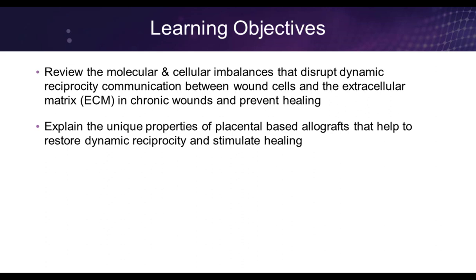The major learning objectives for the presentation today include reviewing very briefly the molecular and cellular imbalances that disrupt the process called dynamic reciprocity communication, which occurs between wound cells and the extracellular matrix in chronic wounds. And the disruption of this dynamic reciprocity communication actually is a major factor that prevents wound healing.